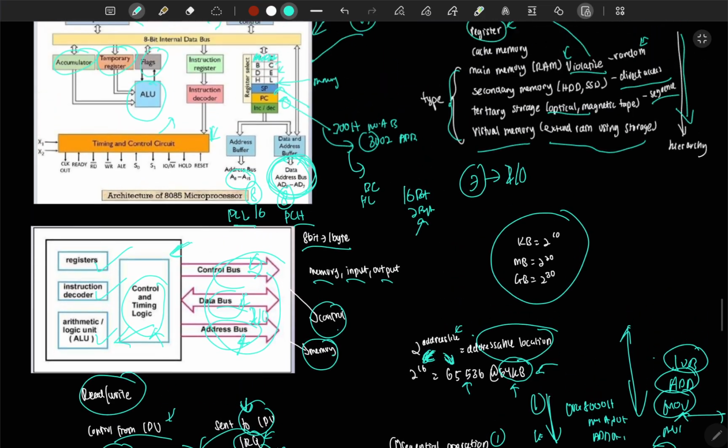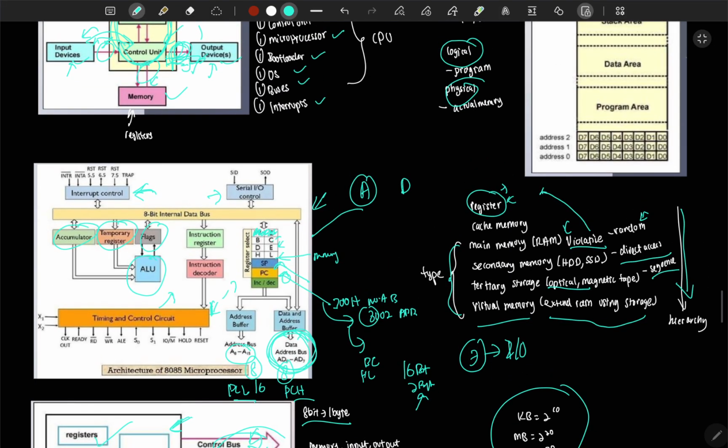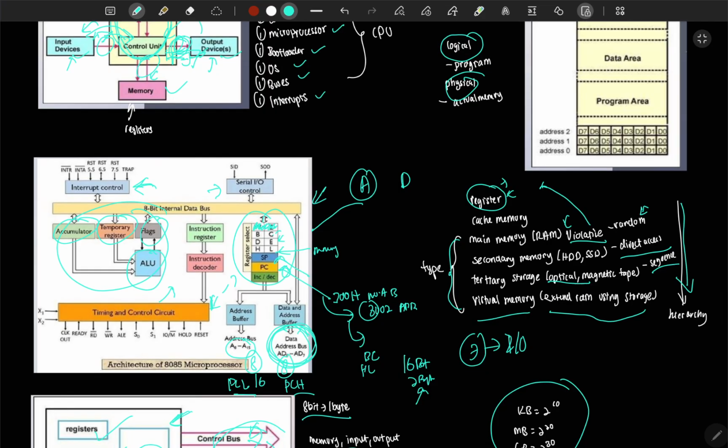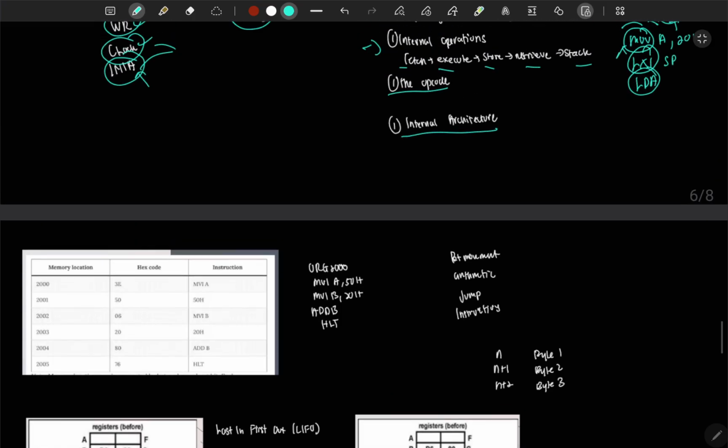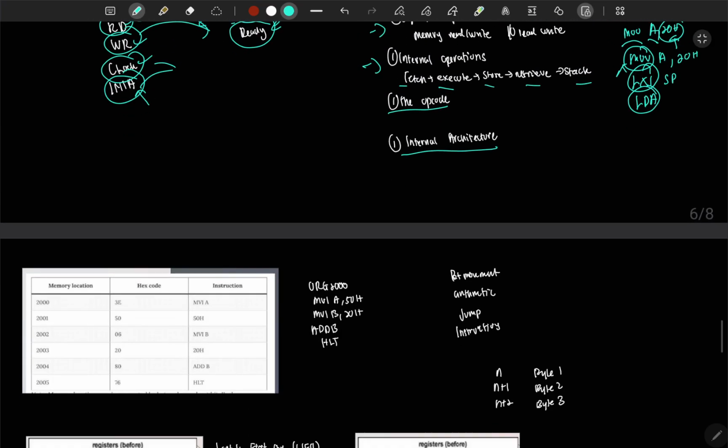And internal architecture means this is the internal architecture. So this is the architecture of 8085. Internal architecture specifically means this and this. Okay, so we also need to understand this.